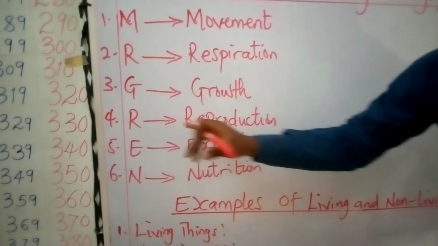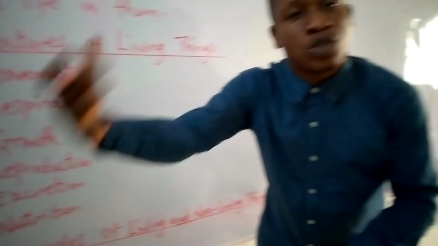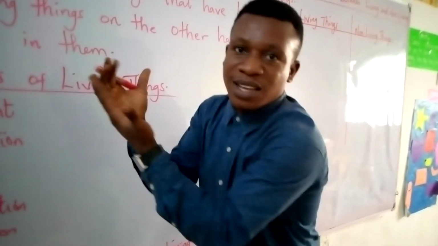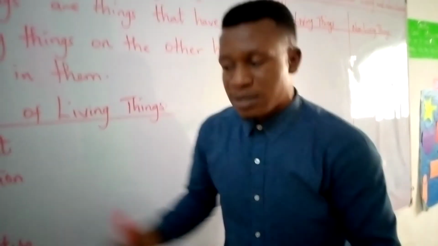The next R is for reproduction. Living things must give birth to babies.